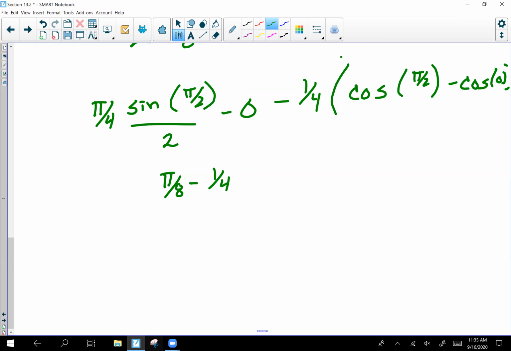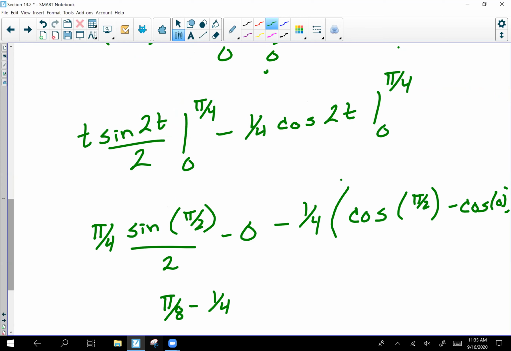Dr. Minky, would you mind scrolling up for just a brief moment? Like right there. Wouldn't it also be cosine of just 2 pi? Because you're evaluating negative 1/4 cosine of 2t at pi over 4 to 0. Right, but it's 2 pi over 4, which becomes a pi over 2. Okay.